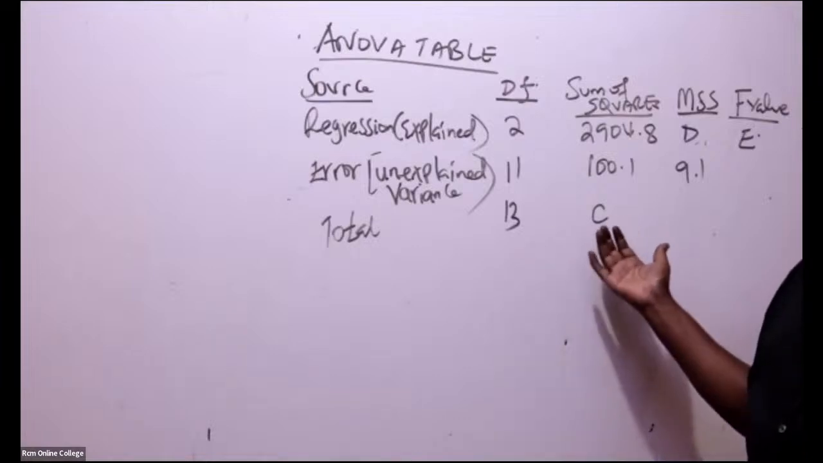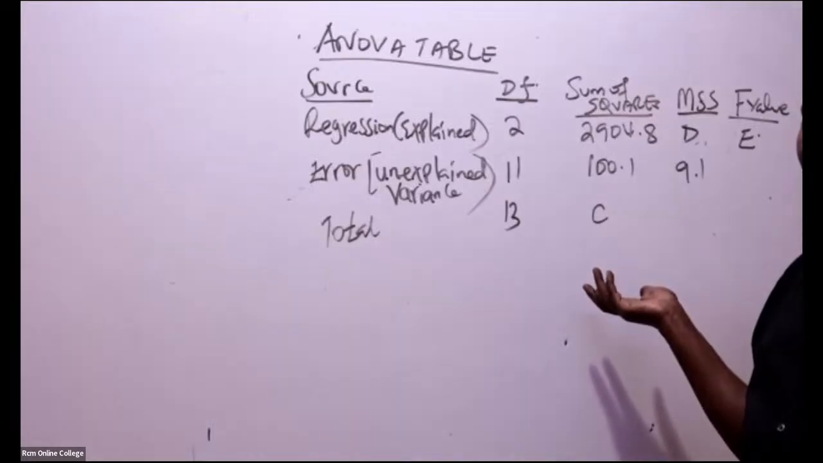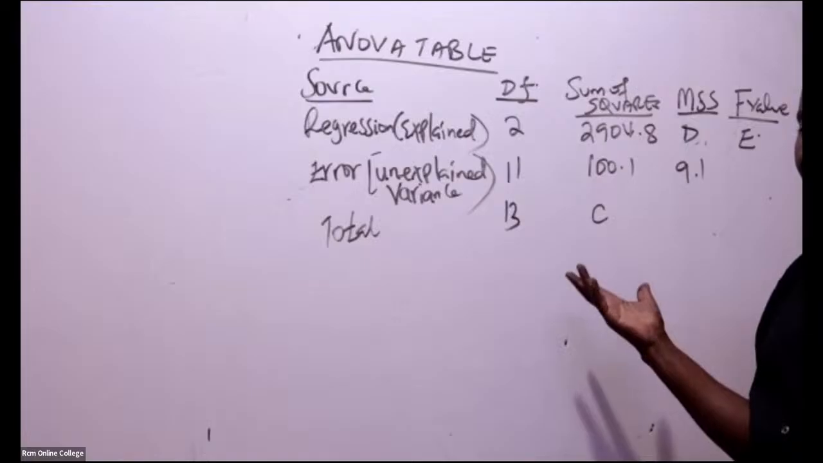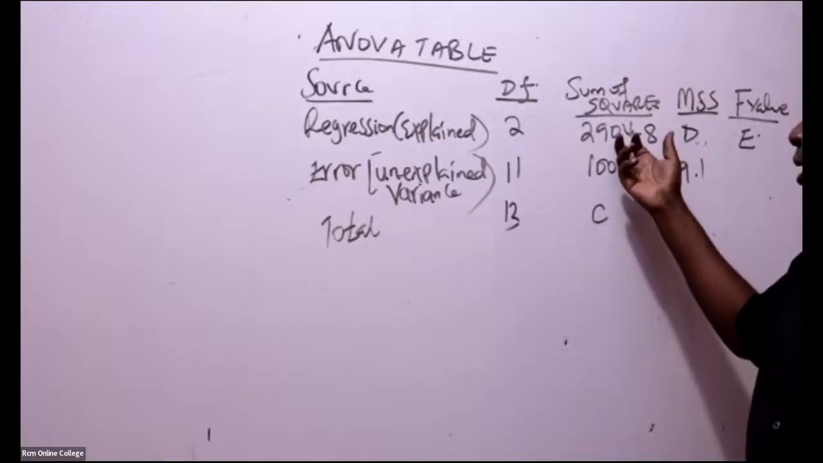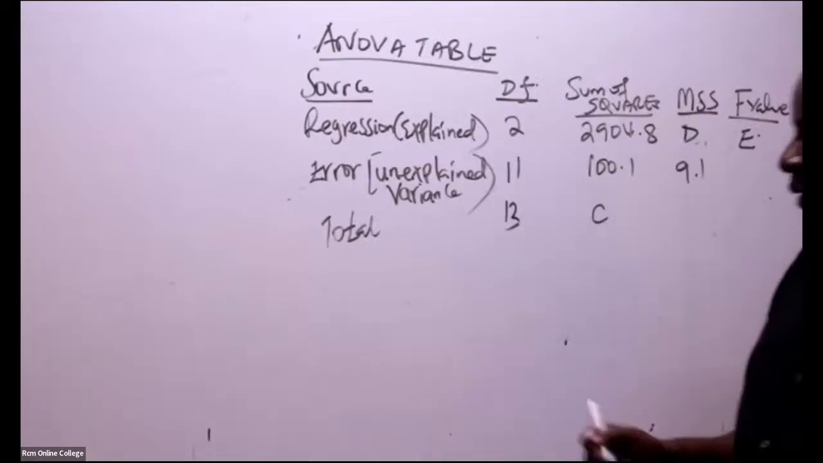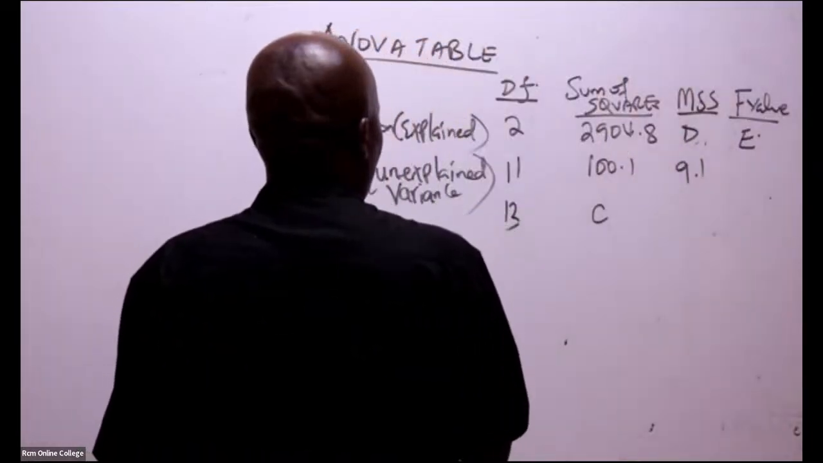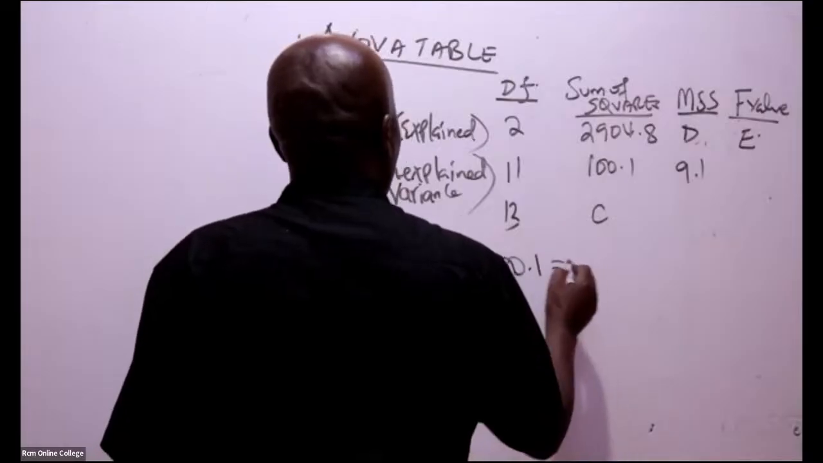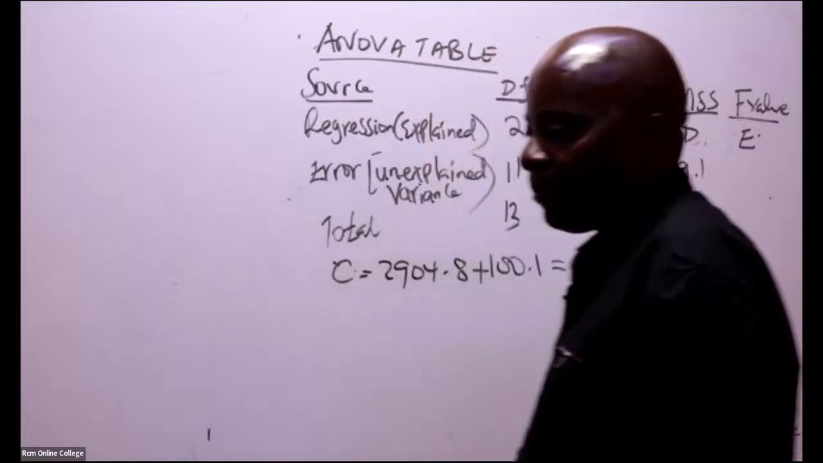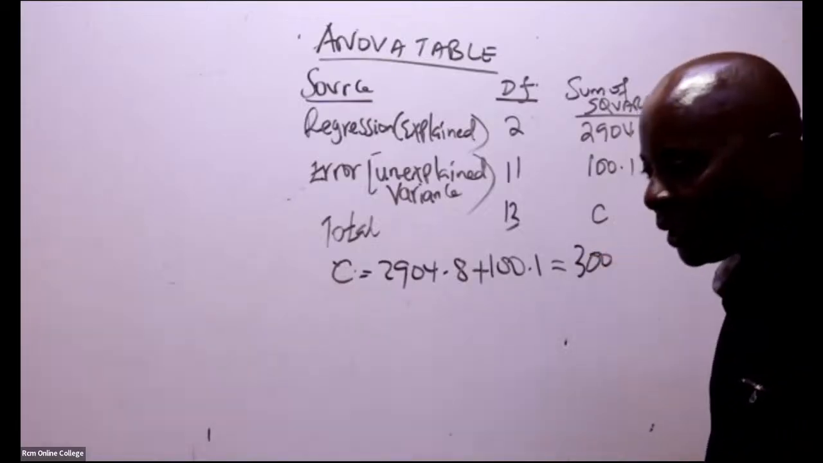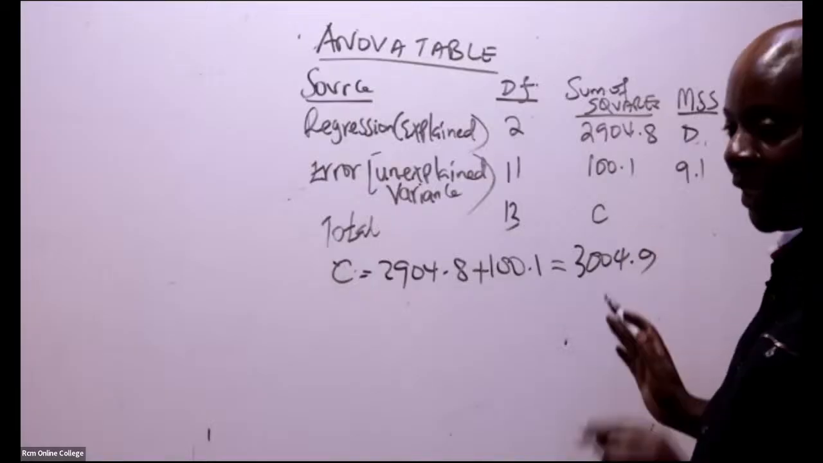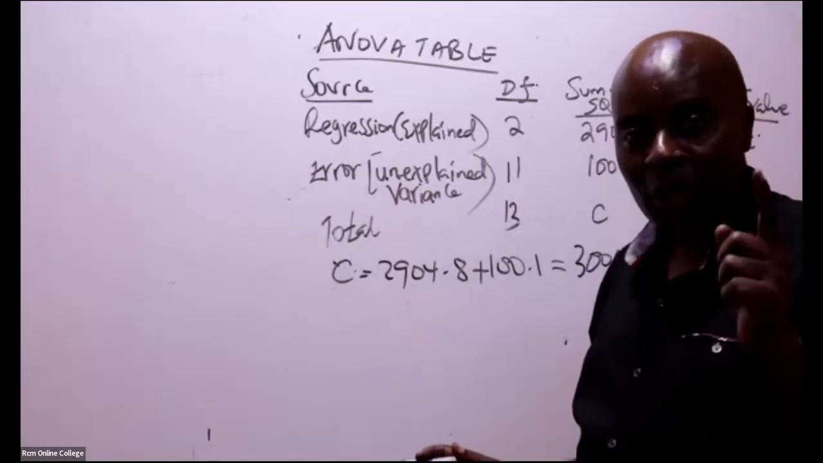Can somebody tell me, what do you think we shall do to get C? You can see 2 plus 11 goes to 13. So even here we shall add. So 2904.8 plus 100.1 gives C, sorry, C, not D. I'm waiting to get a number from you. So this is 3005, like that. Thank you so much. Now you are the ones giving me these answers.